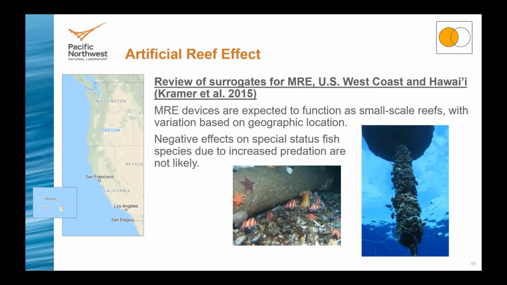The results of the review also indicated that some of the previously postulated negative effects of wave energy structures on special status fish species, such as increased predation of juvenile salmonids or rockfishes, are not likely.